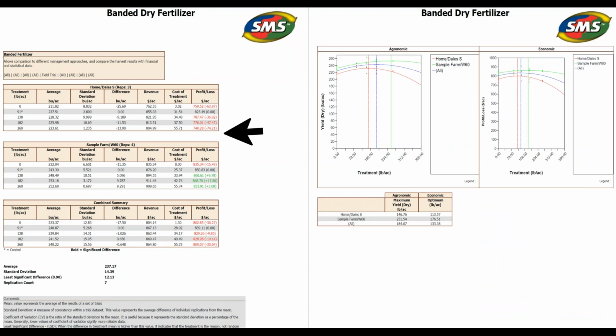Now we're going to show the same trial that was done across multiple fields and show you the difference in the report. So this is where I merged, instead of on the individual level, I merged on the field level. And you can see at the top of each of those first two charts, I've got Home Dales, and I've got replications of 3, and then I've got the Sample Farm West 60 that had 4 replications on it. And that second one is the one we were just looking at as an individual.